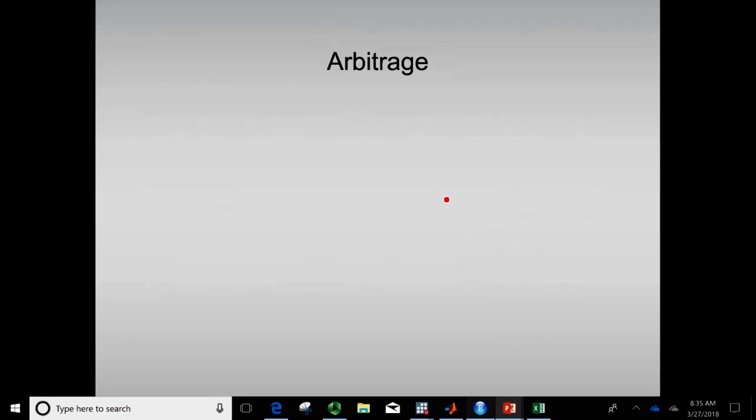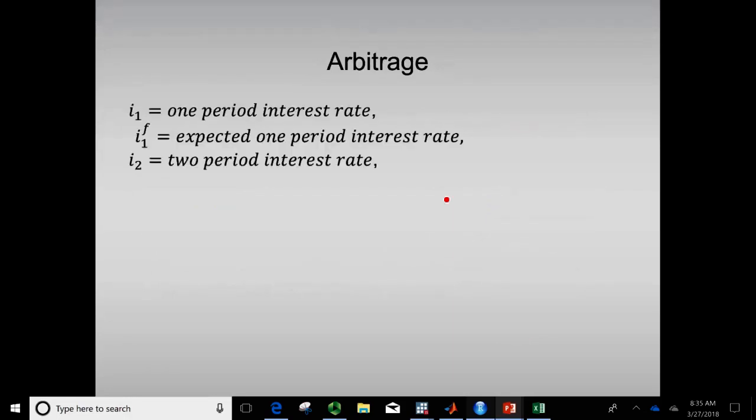So here's arbitrage. I'm going to define three variables. I1 is a one-period interest rate.